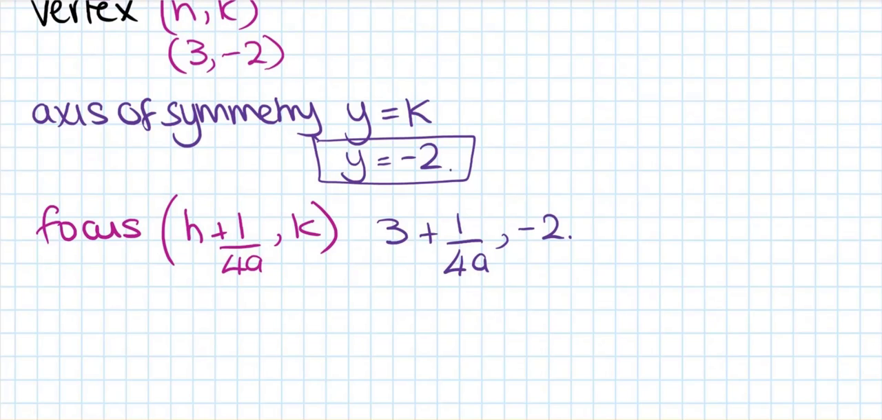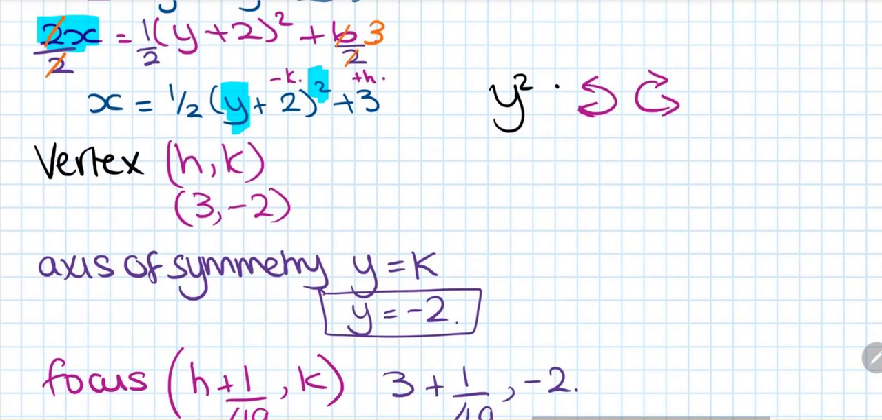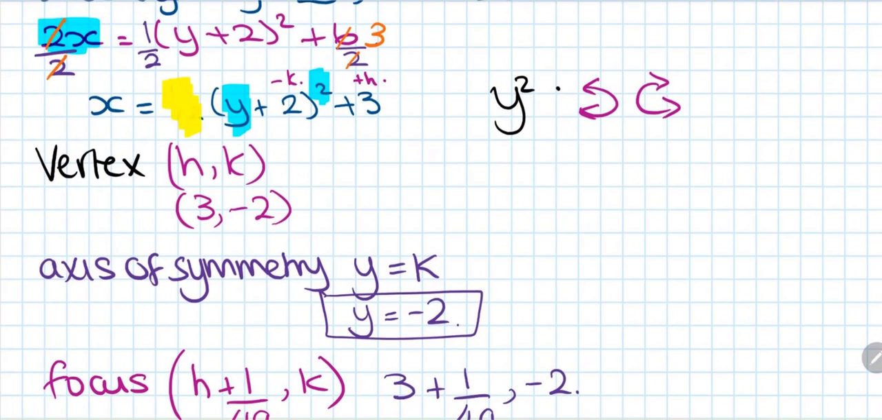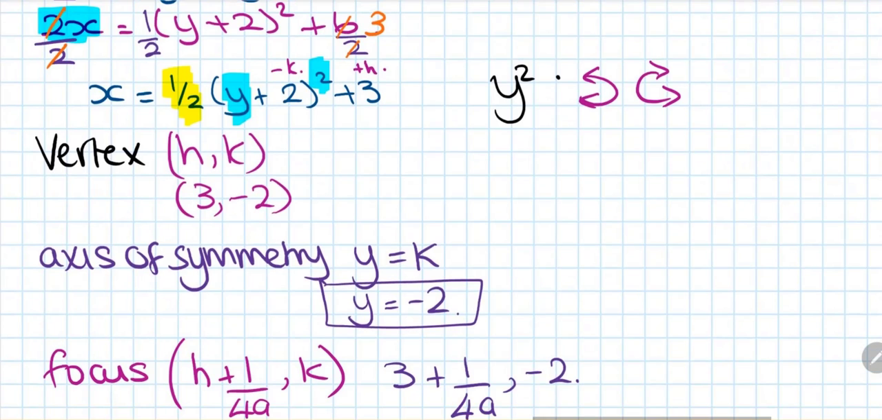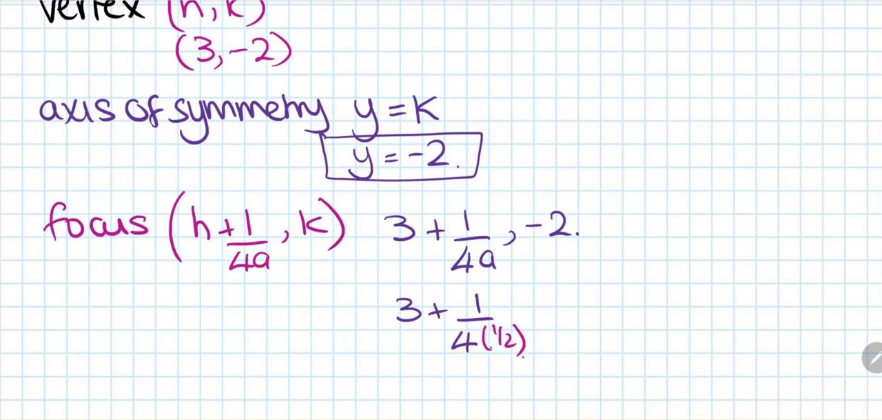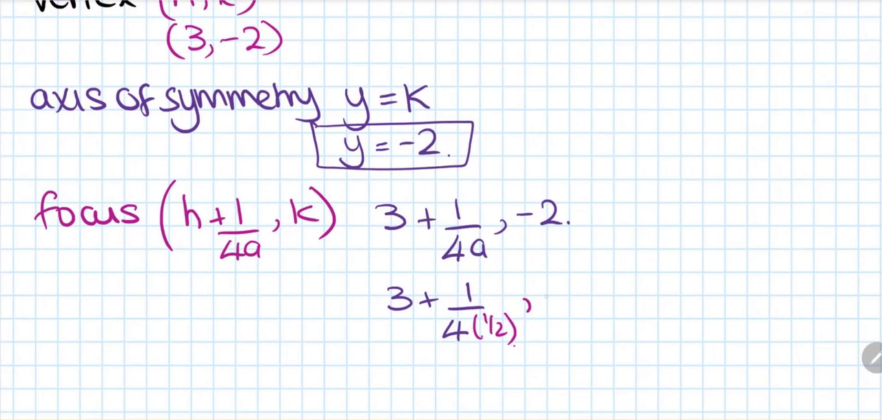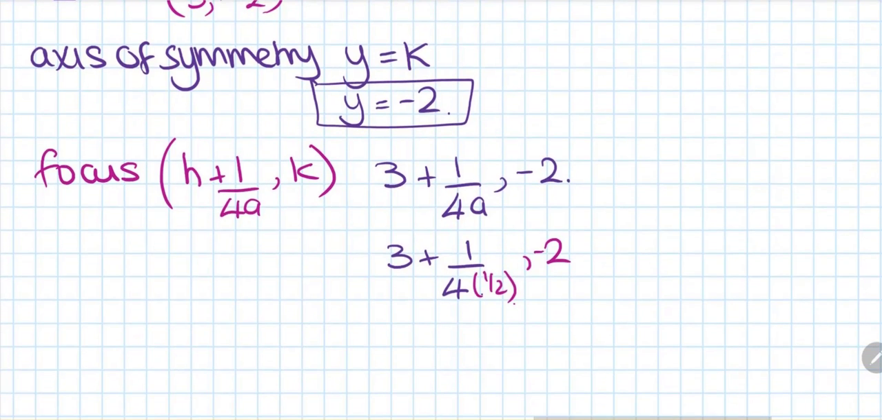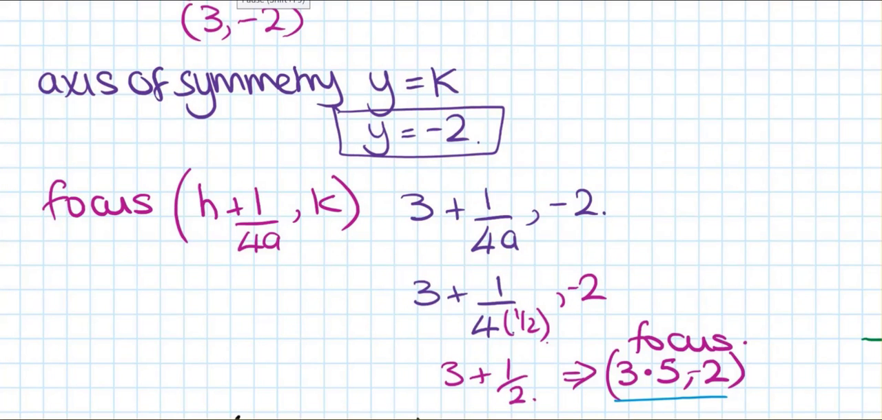So our value of a, if we look at our equation, this is a half. So we can substitute this in, and then this is comma minus 2. So 3 plus 1 over, what we need to do is multiply, so we've got 4 times a half. So there's going to be 3 plus a half. Okay, so the focus is 3.5 and minus 2.